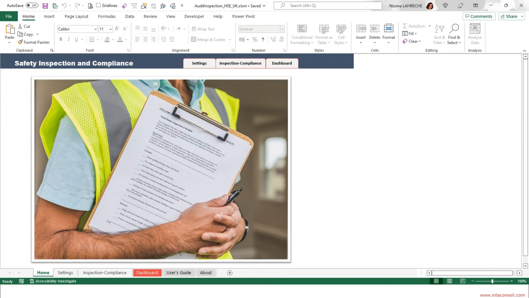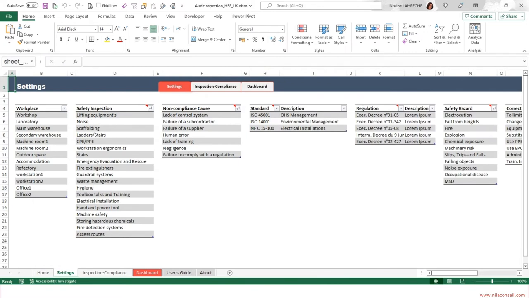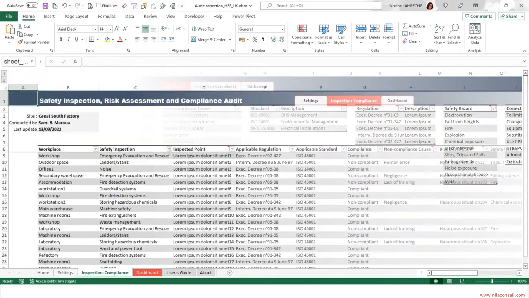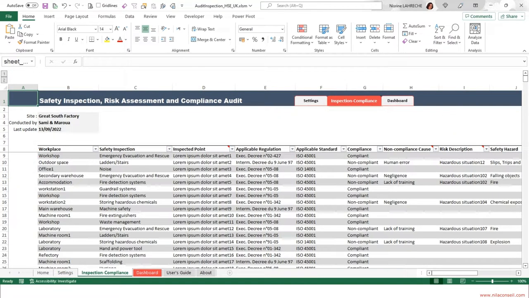This tool allows you to identify and record safety risks by evaluating workplaces compliant with health and safety regulations and standards. Enter your settings data such as safety inspections, safety hazards, safety regulations, etc. Enter the health and safety risk assessment and compliance findings, non-compliances, hazardous situations, severity, etc.